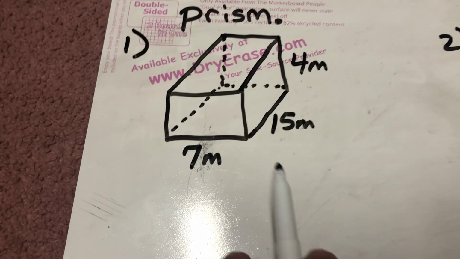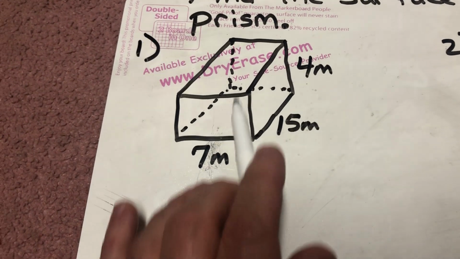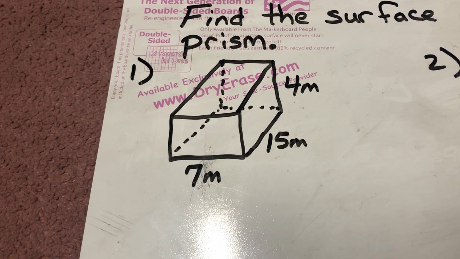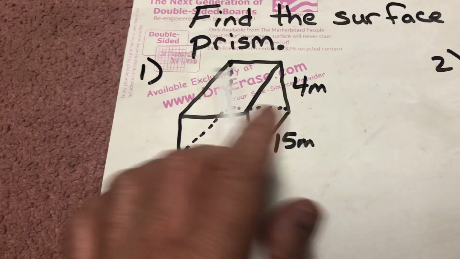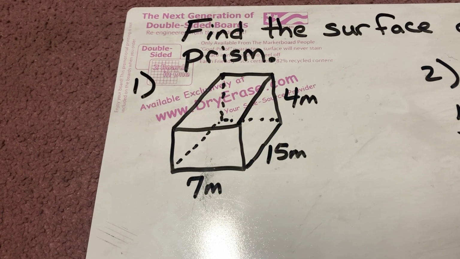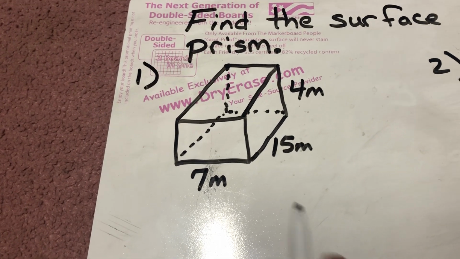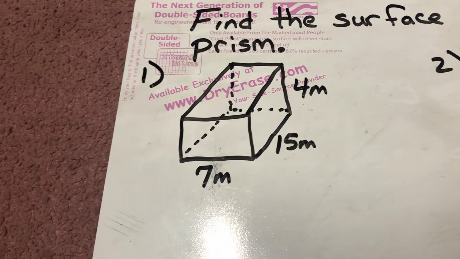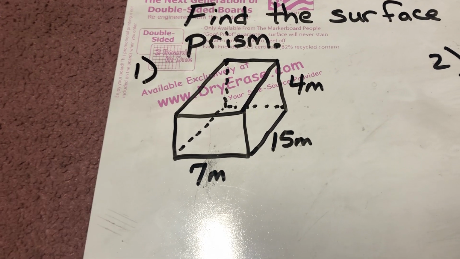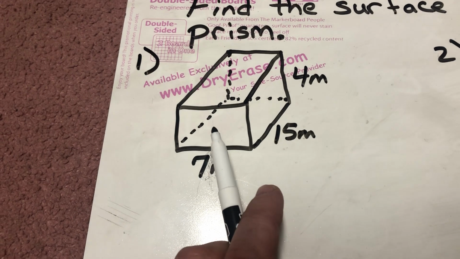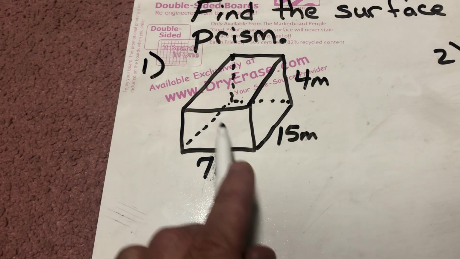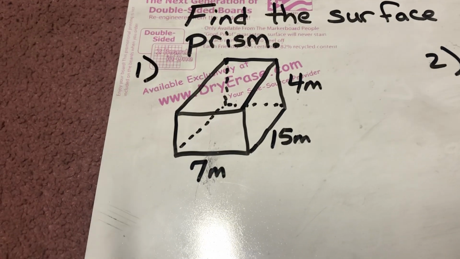Now, first here we have a rectangular prism, which has rectangles connected by rectangles. That's a prism. Two congruent bases, all connected by rectangles. That's what we call a prism. Now we have to realize here in a rectangular prism that the bottom and the top have the same area. The front and the back have the same area, and the left and the right have the same area.